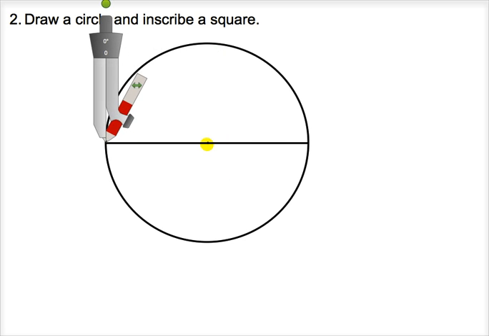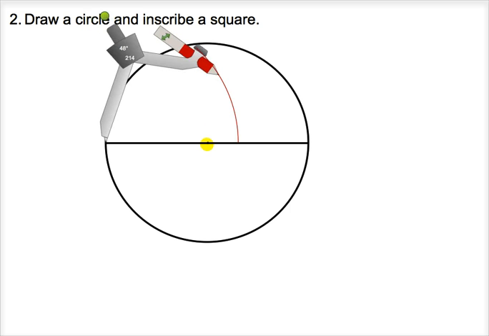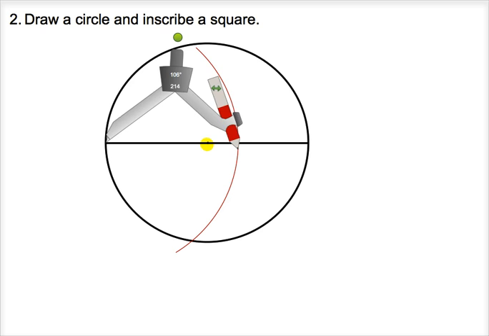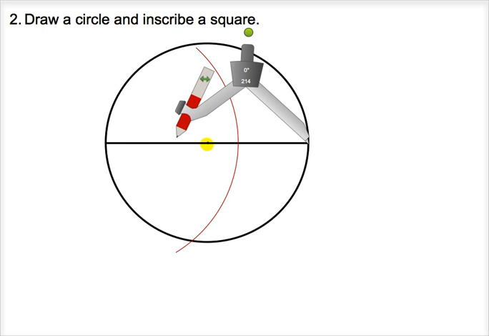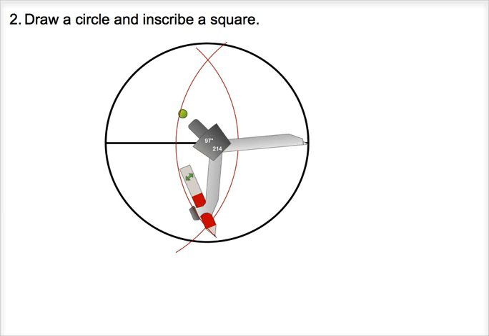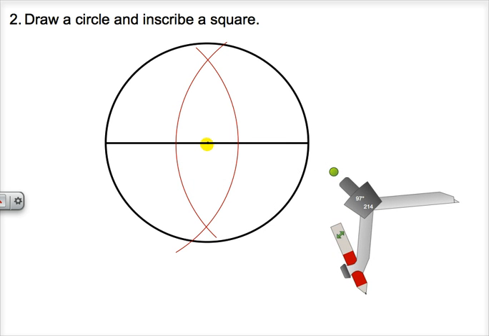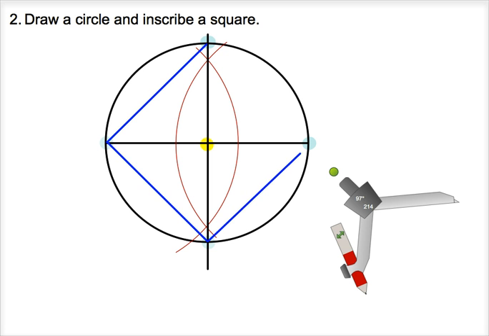So perpendicular bisector, I open my compass up to more than halfway, swing an arc from each side. And if I can connect those together, then I should know that the vertices for my square would be these points out where it hits the circle. And if I connect them together, I have a square inscribed in a circle.